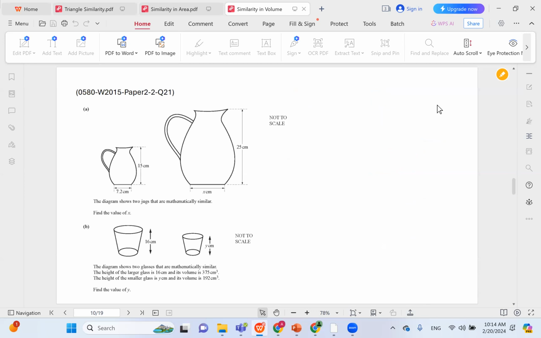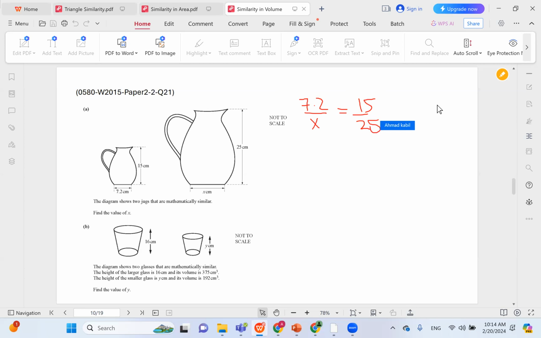So in this question, we're told the diagram shows two jugs that are mathematically similar. Find the value of x. So this is easy. Here, you're just given sides, no volumes, no areas, nothing. So just to get the x, the missing side, you write a very simple equation where 7.2 divided by x is equal to 15 divided by 25. So why did I position them in this way?